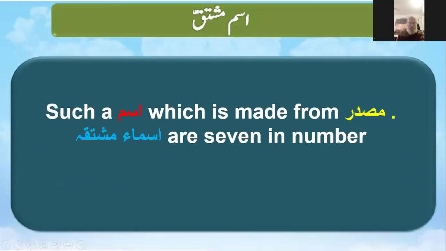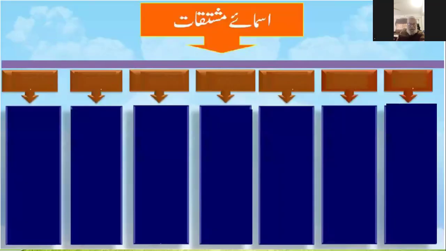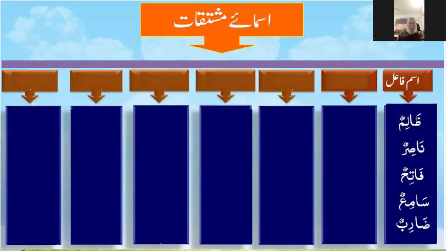The next is ismi mushtaq, such an ism which is made from the masdar. Ismi mushtaqs are 7 in number. The first one is called ismi fa'il. Fa'il is derived from the masdar, just like zalimun, nasirun, fatihun, samiun, daribun. They all are fa'il because alif is added as the fa'il sign. They are all derived from the masdar. What was the masdar? Zulmun, nasrun, fathun, sam'un, darbun.